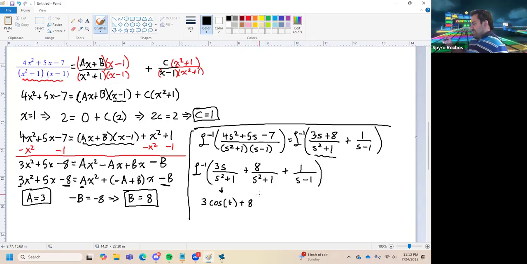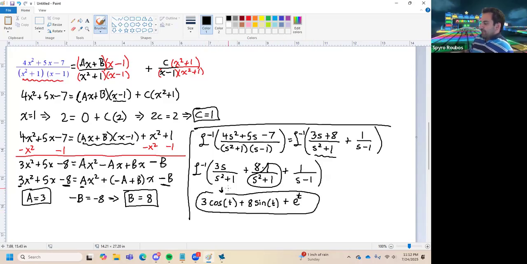Plus, this guy, we have to think of what should be on the top. Remember, we have k over s squared plus k squared. Our k squared is 1, so that means k is 1. So we should have 1 up top. Well, whatever, sure we do. So we just literally get 8 sine of t, and then we have e to the 1t. And so that would be our final answer for the inverse Laplace.